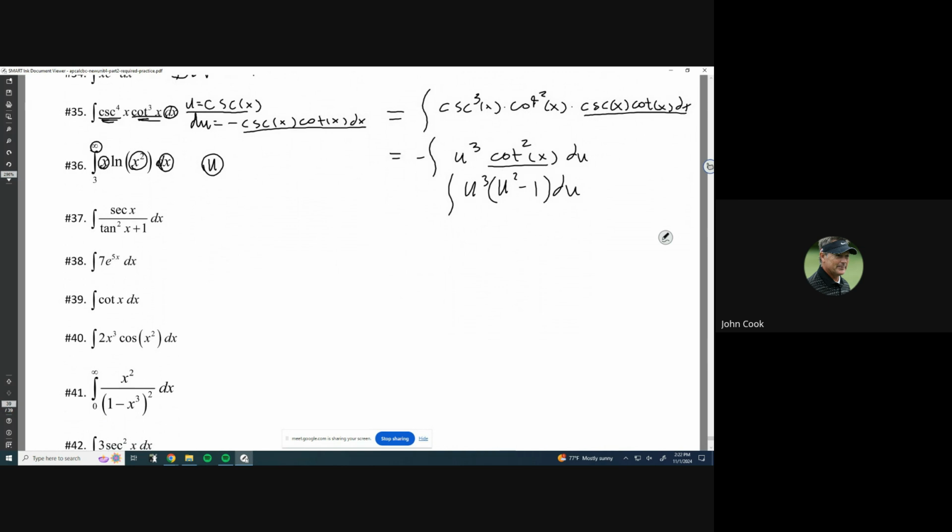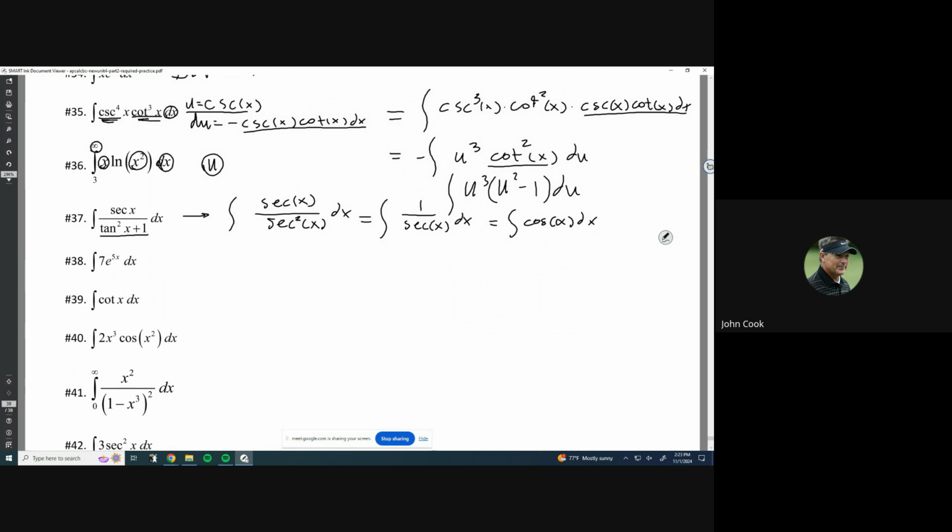37. So for 37, let's see here. Secant and then tangent squared. Oh, well, tangent squared plus 1, that's another identity. Tangent squared plus 1 is just secant squared, so this turns into secant of x over secant squared of x dx. One of the secants will cancel in the top, so secant in the denominator, and then 1 over secant is the same as cosine. So this is really just like saying cosine, and then that's a memorized one from there.